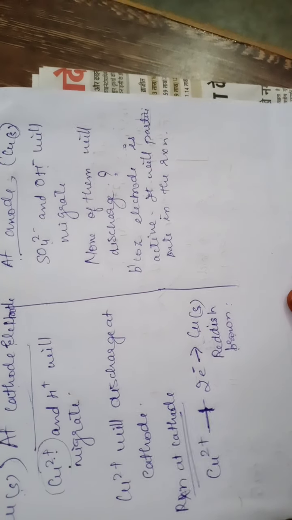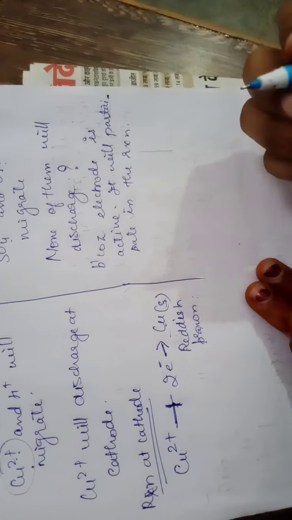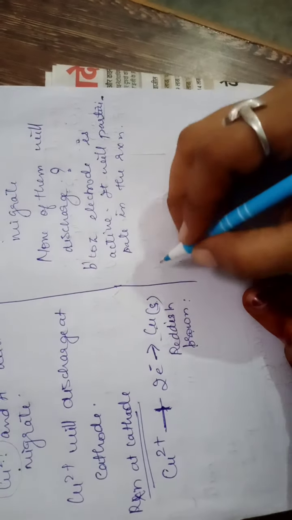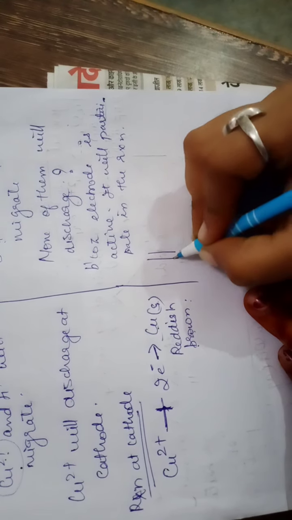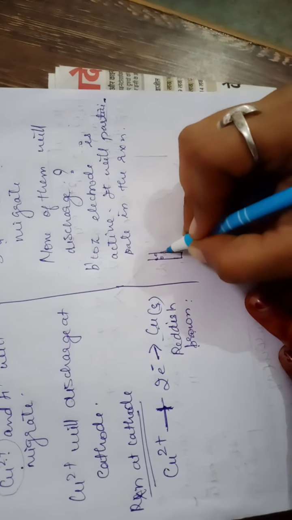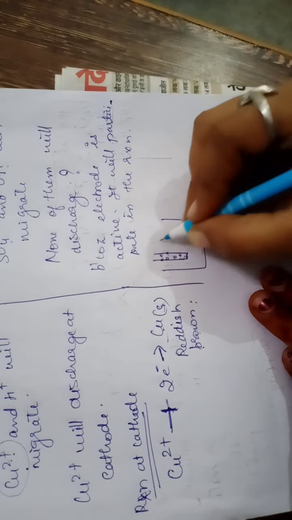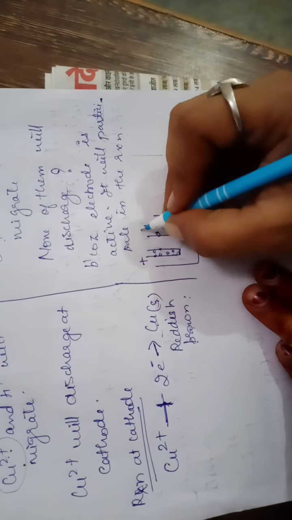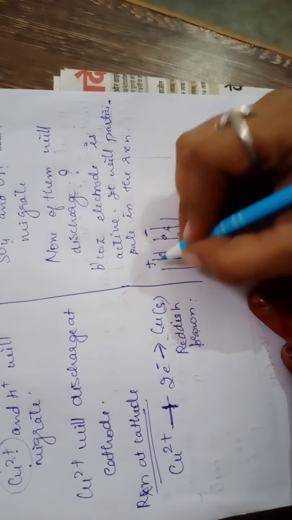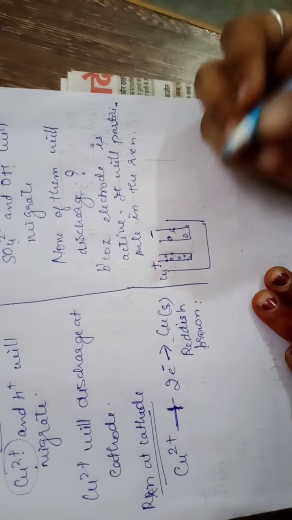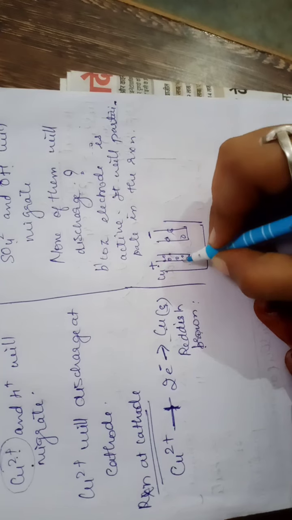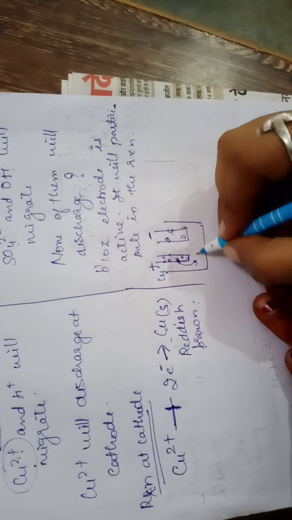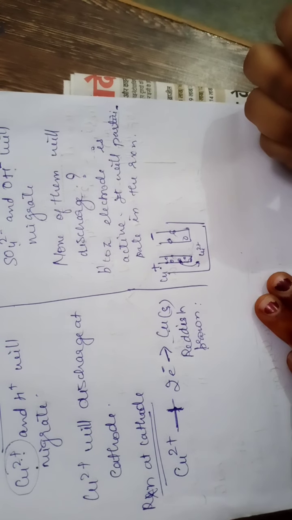Are you getting? So what will happen here? This copper electrode, the anode, should participate in the reaction. This is your copper rod in the electrolysis process. One is the anode and the other is the cathode. This anode is also made up of copper. So from here, a copper ion will enter the solution. The solution already has Cu2+ ions present.